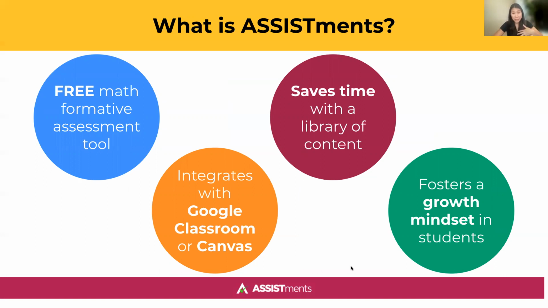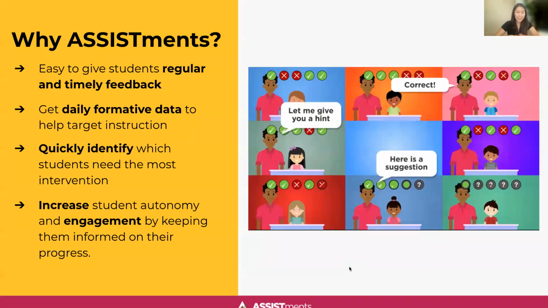It fosters growth mindset with students. I definitely saw that because of the immediate feedback that students get and the multiple attempts that they have at every single problem that you assign. And so why Assistments is, like I said, that regular and timely feedback really fosters growth mindset in students. And that actually increases engagement in class. So having that immediate feedback really engaged my students in ownership of their own learning.